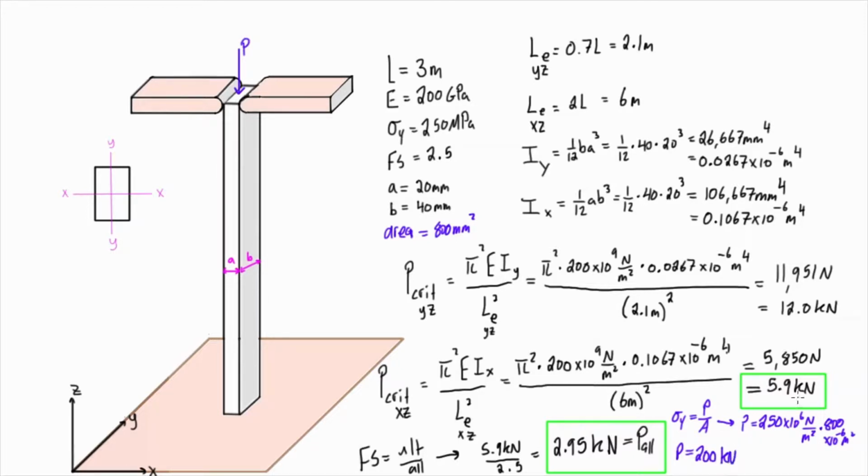So 200 kilonewtons is way bigger than 5.9 kilonewtons, and it makes sense. This is an extremely slender column. When we're looking at this, it's only 2 centimeters by 4 centimeters in its cross-sectional dimensions, and it's 3 meters long. So no wonder this thing is going to buckle.